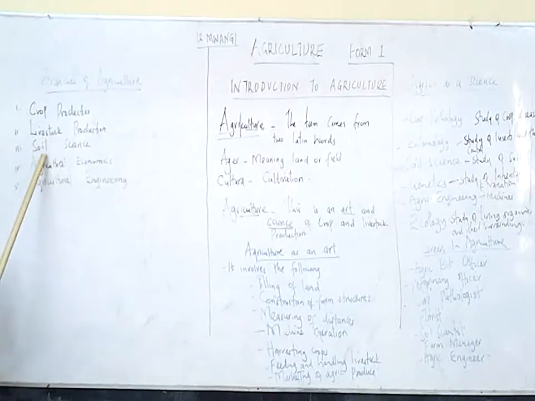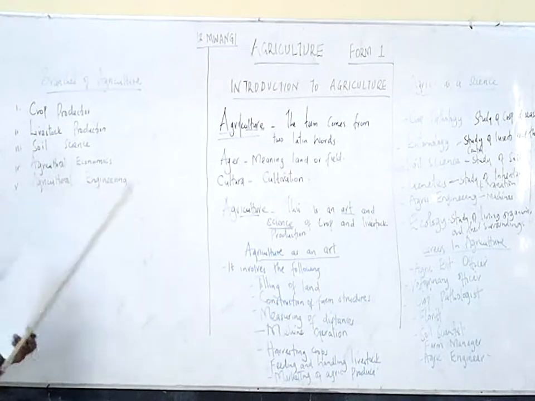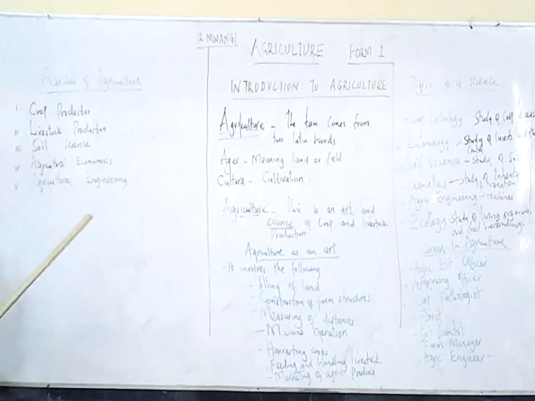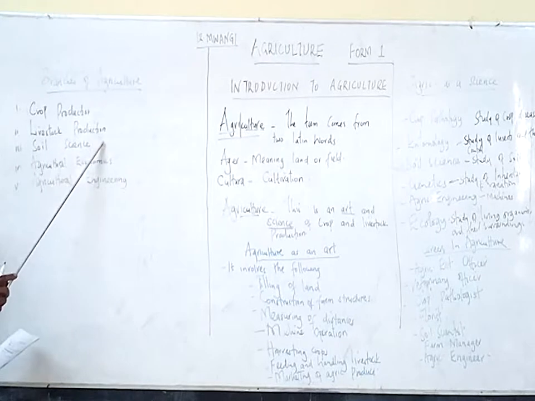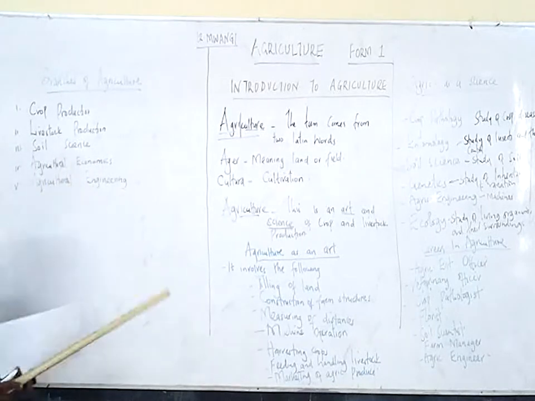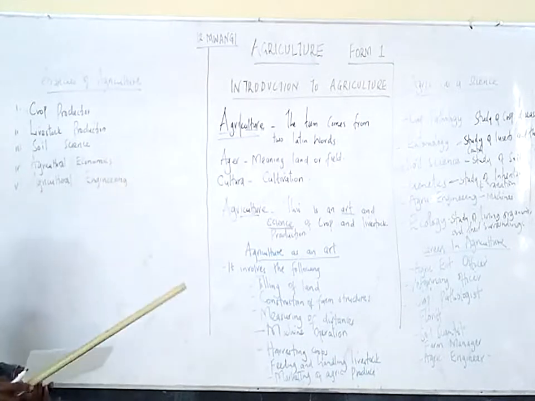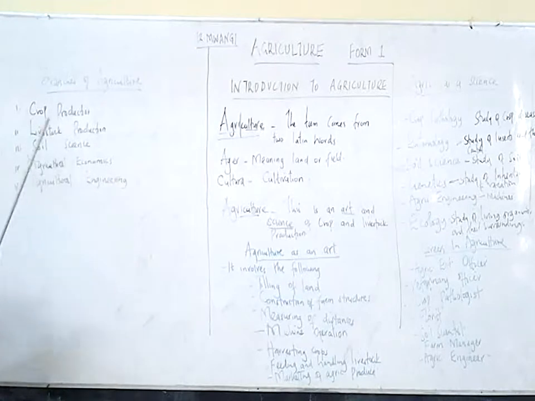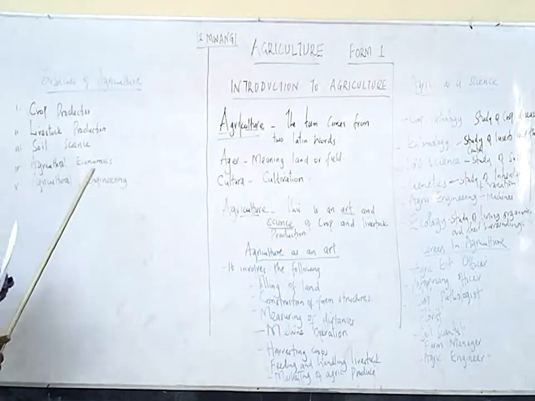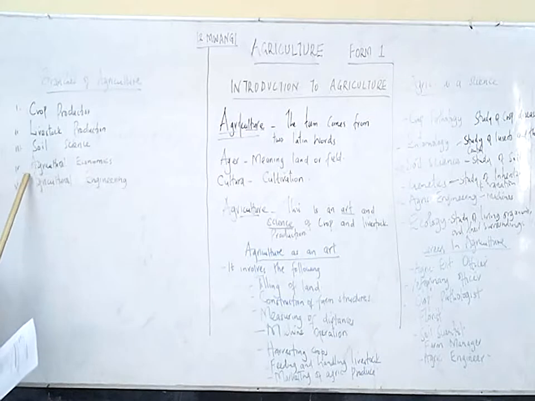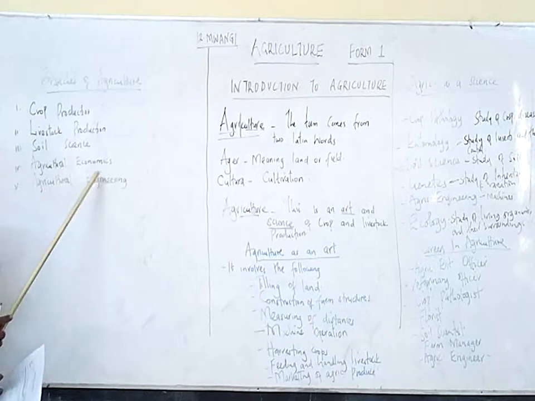Then we also have soil science. In soil science, here we are going to study the various soils and the various crops which are suitable in those soils. Then also we are going to look at things like soil acidity, soil alkalinity, which are very important. And then you have things like soil air, soil capillarity, and so on and so forth.